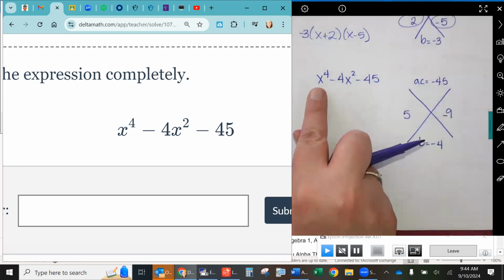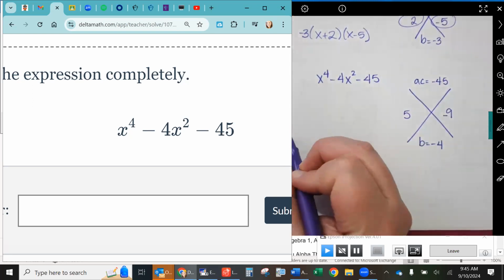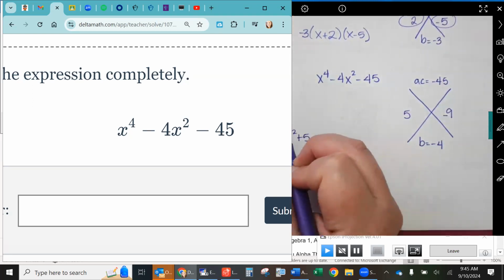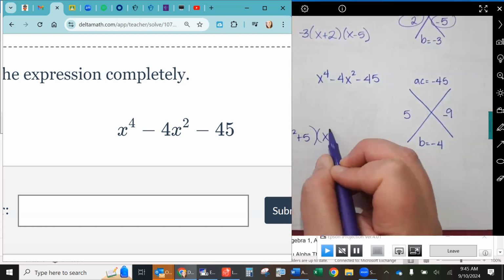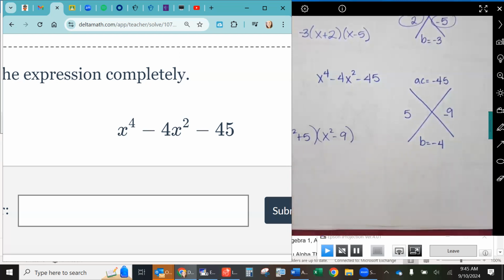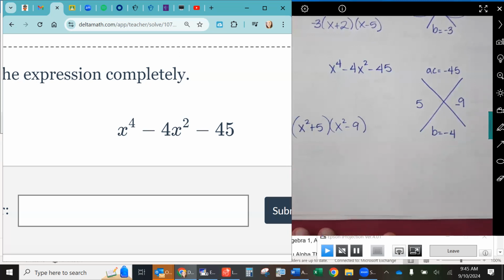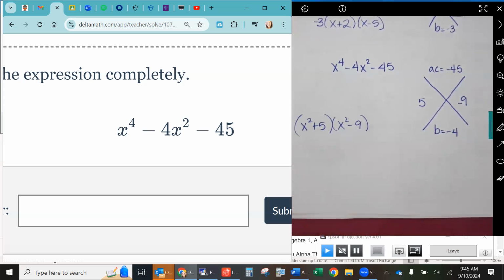So then if this is an x to the fourth, when I write my parentheses, how many do I give each one? 2. So it needs to be x squared plus 5. Don't type this in yet. And x squared minus 9. Okay, then I would ask myself, is my A a 1? I'm done? Yes, so you think, oh, let me type this in.